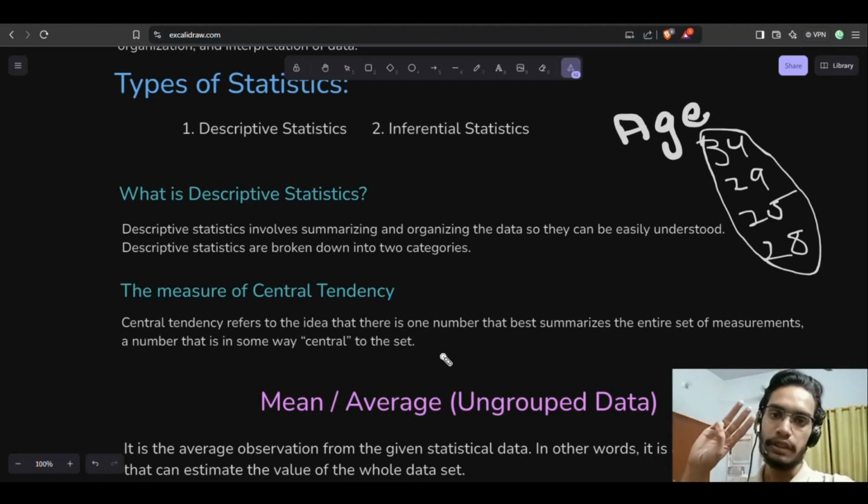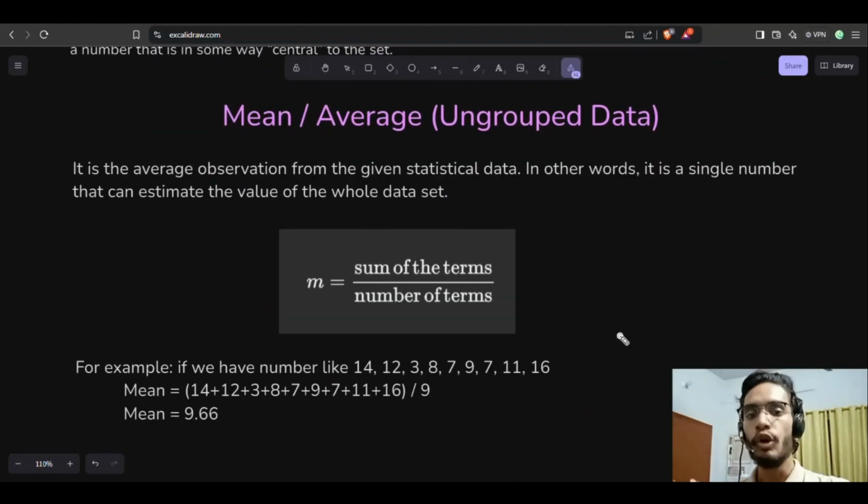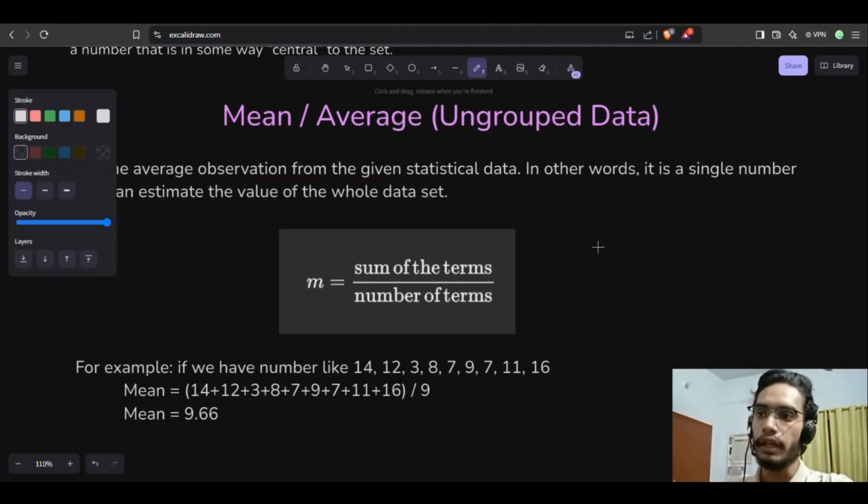Now there are three types of central tendency. This is the most asked interview question: what are the types of central tendency, right? So you can say there are three types of central tendency: the mean, median, and mode. We'll see it. Now let's start to understand what the mean, or average, actually is, right? So if we talk about the average of the observations of the given statistical data, like if we have data about the age of employees working in the company.